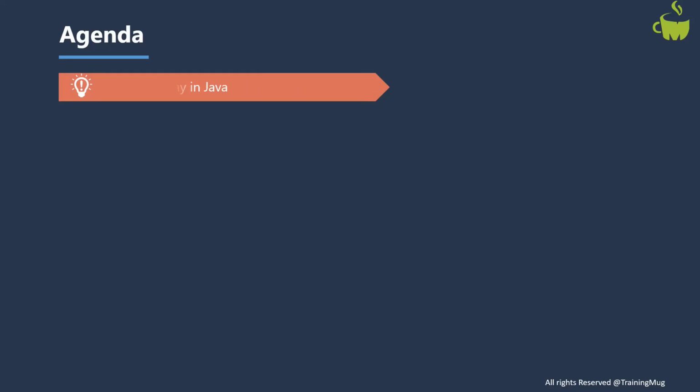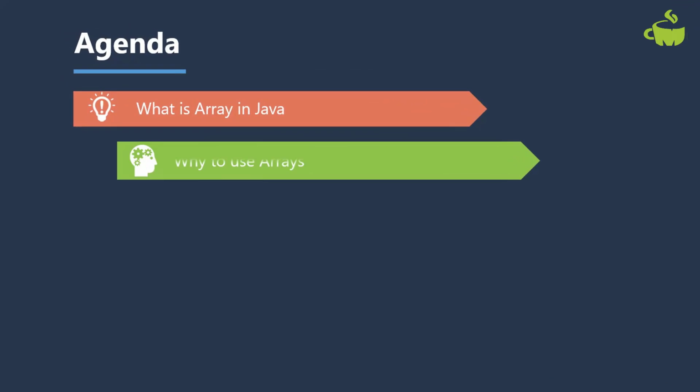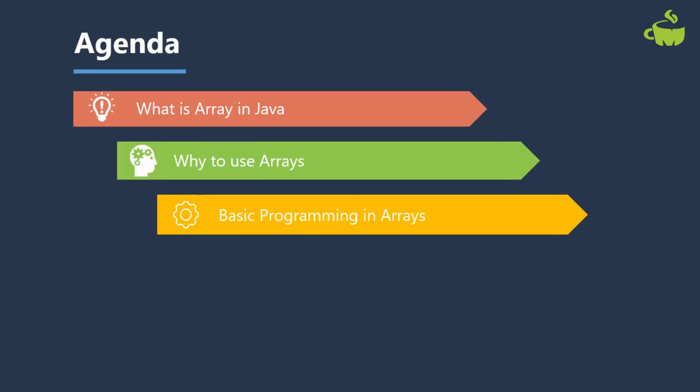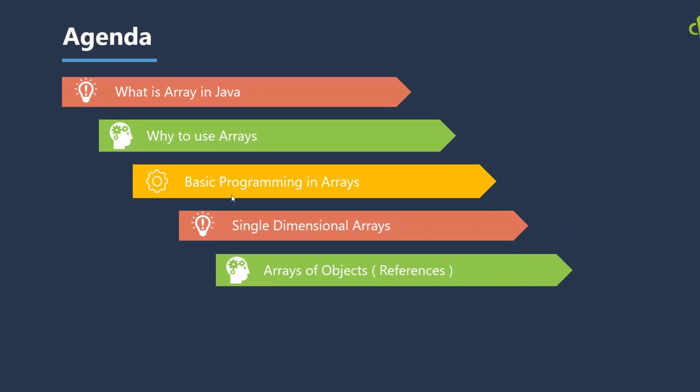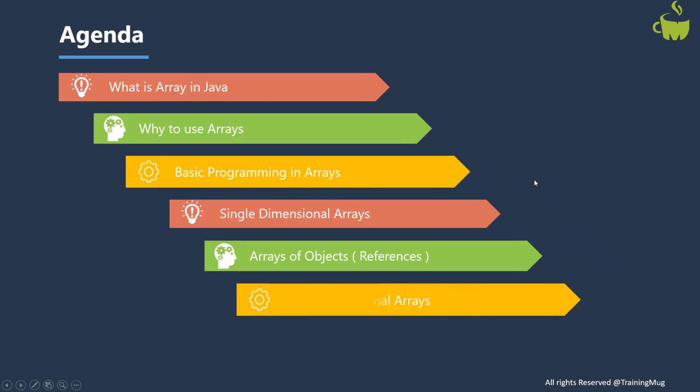So let's look at the agenda of this session. We'll try to understand what arrays are in Java and why to use arrays, why they are necessary for working with programming, and we'll also try understanding basic programming with arrays. We'll talk about single dimensional arrays. We'll also talk about working with arrays of references. Then we'll see multi-dimensional arrays.